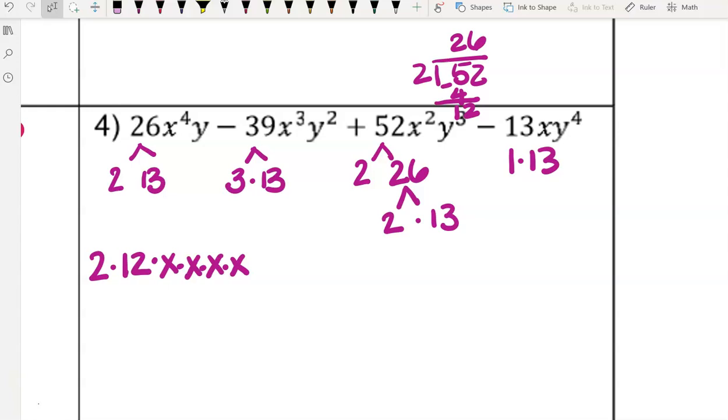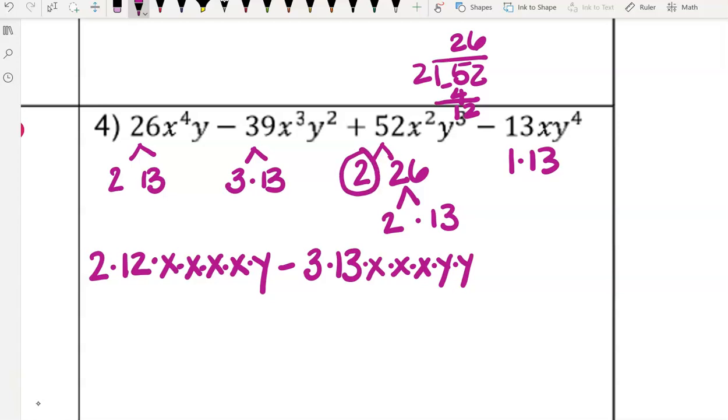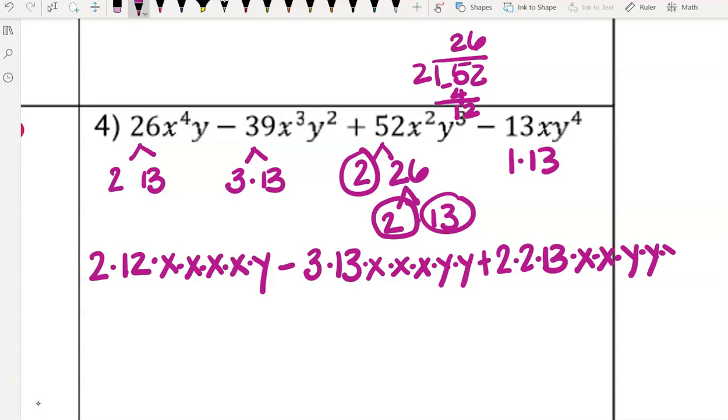X to the fourth, guys, that's 4 x's, and then times y. 39 is going to be 3 times 13. X to the third, that's the same thing as 3 x's. And then y squared, that's going to be y times y, 2 y's, okay? 52 is not a prime, so that's why we broke that down into 2 times 2 times 13. So plus 2 times 2 times 13, x squared is going to be x times x. Y to the third, guys, is going to be y times y times y.